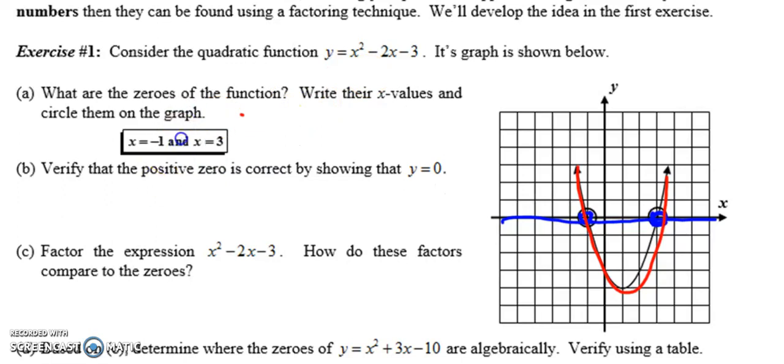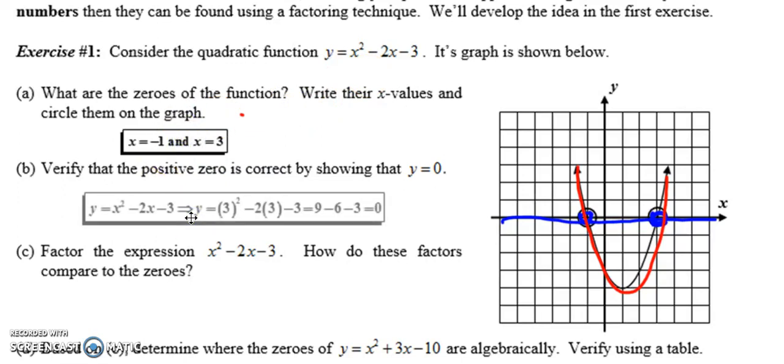Alright, did it work out for you? Let's see the work you should have done. So you can see here's our quadratic. We're going to input the 3 for the x, and when you do the math, it comes out to be 0. So this is showing that the input value of 3 gets out a 0, and that's why we call it the zeros.